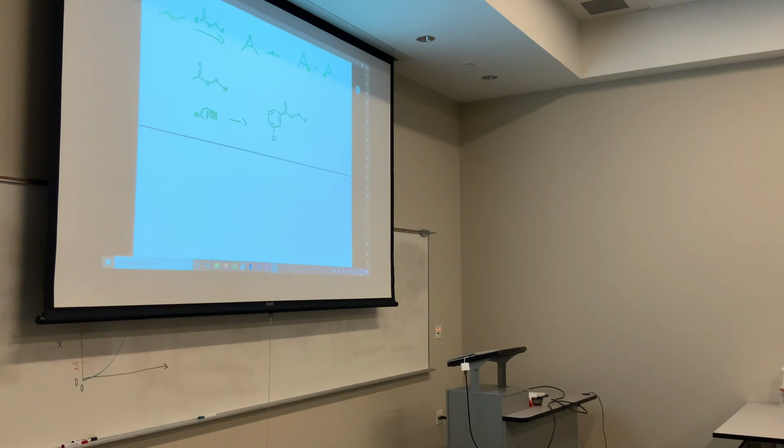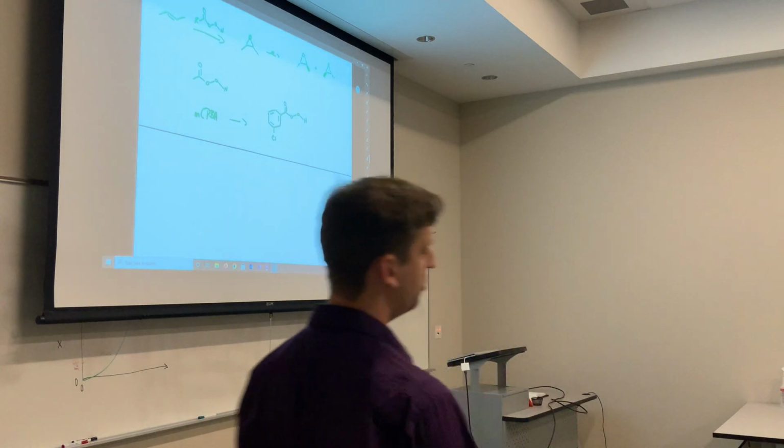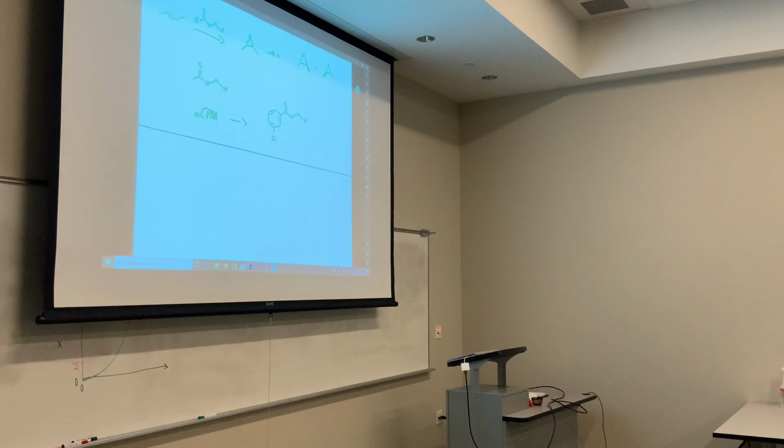The MCPBA. These are the two common peroxy acids that we end up seeing. For our purposes, they don't really do anything different. I just wanted to say that the MCPBA is used because of solubility. Probably.